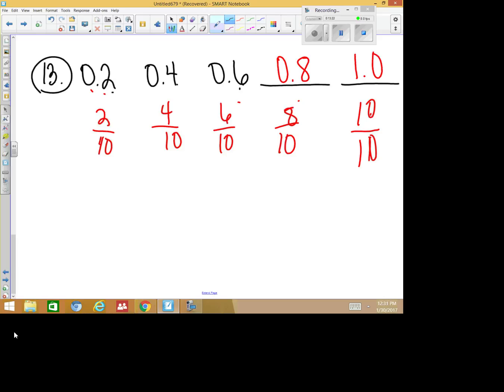Wonderful. So let's look at 16. I got it. 16 looks like this.